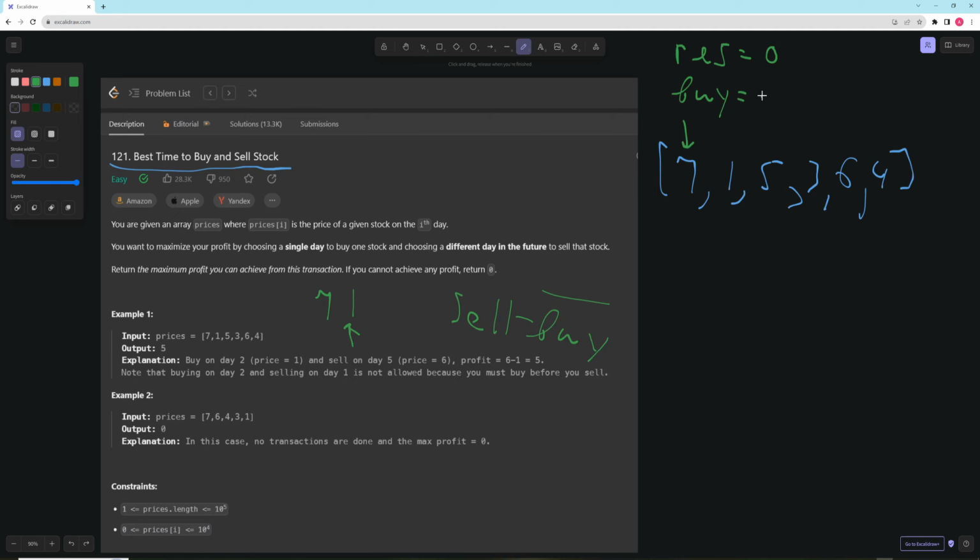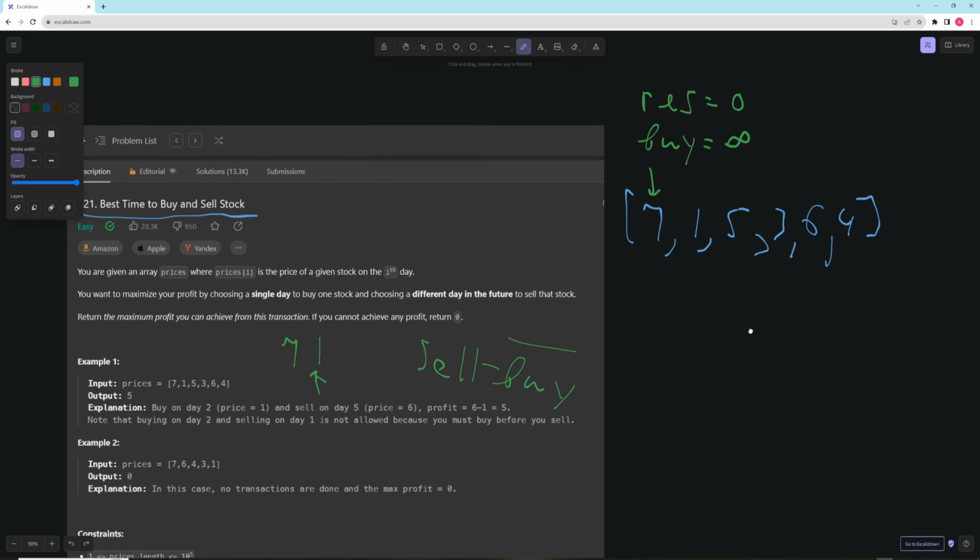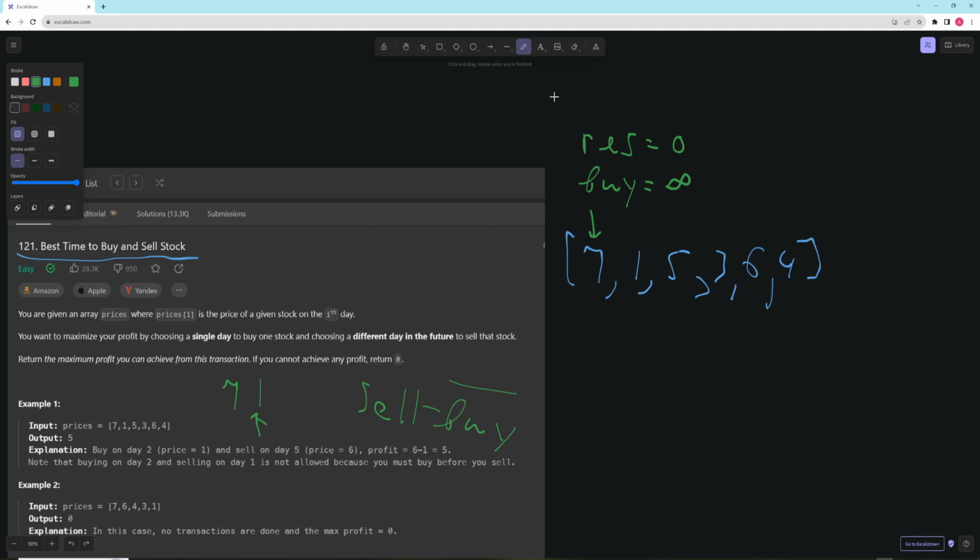So let's do that. We're going to initialize our buy price to infinity, and then we're basically going to say for every stock, okay, if we sell it now, what's our profit, and is it better than our old profit? And if it is, let's replace it. And is it cheaper now than some earlier time? And if it is, let's get it there.